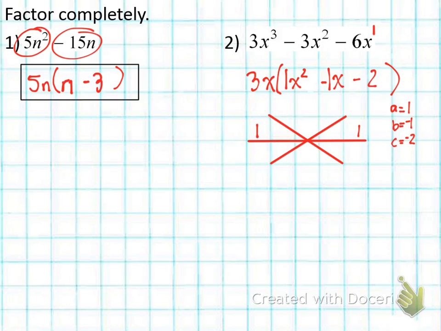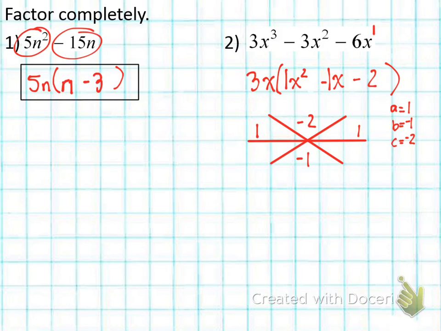Okay, on the top center, right here is going to be A times negative 2. So it's going to be negative 2 on the top. And then on the bottom is B. We put B here, which in this case is negative 1, okay? So now I'm asking myself, what multiplies to be negative 2 but adds up to negative 1, okay?